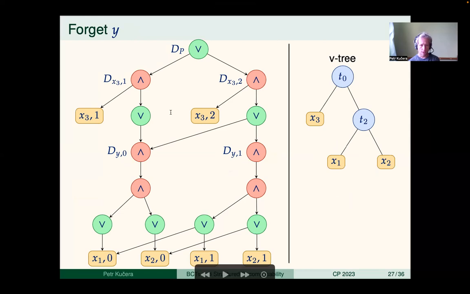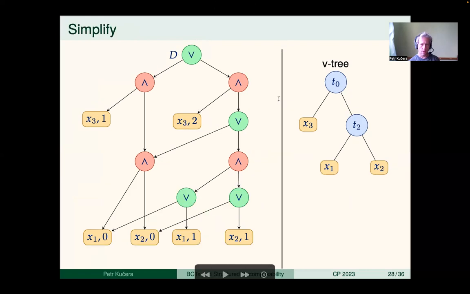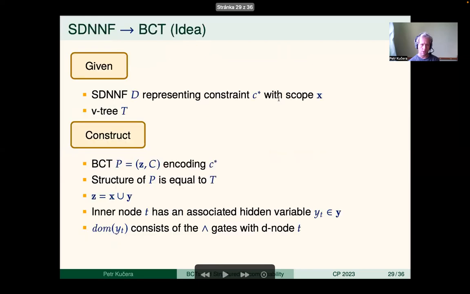Then we can actually simplify the circuit, because there are some gates like this dy1 and some others that have just one input, and these can be removed trivially. So by simplification, we get the picture we started with. We still have the same V3. The V3 is obtained also by forgetting the variable from the original VT. Okay, so this was the direction when we start with a BCT constraint and we construct a structure DNNF. Now I would like to give just a short idea on the opposite direction.